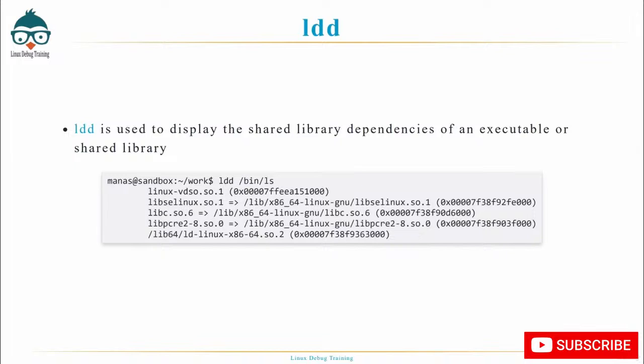LDD provides the absolute paths of the shared libraries. If a library is not found, you can check whether it exists or not in the specified paths. This information can be very important for understanding whether the library is in a standard system location or if it is in a custom path which needs to be specified. LDD can also be useful for investigating library version mismatches.